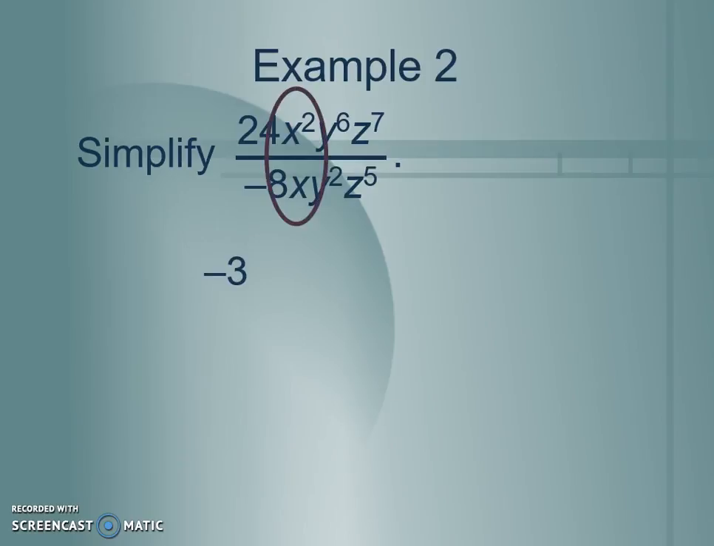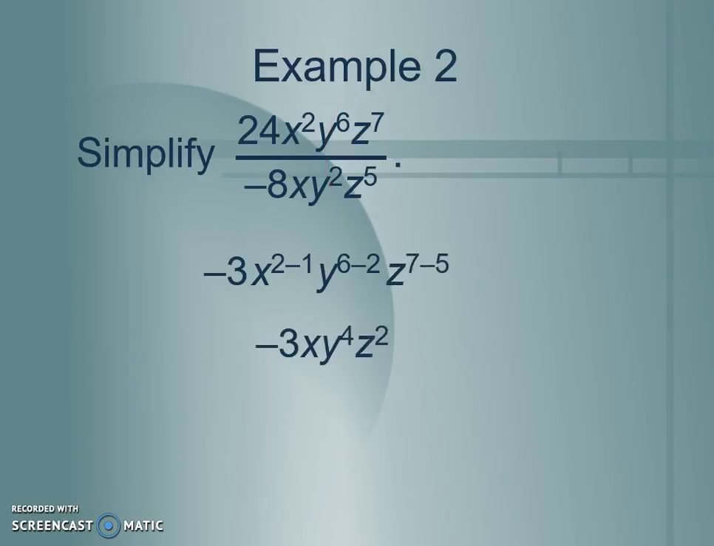Next up, we have our x squared divided by x. Well, that's like x to the second minus 1. Then we have our y's, y to the 6th divided by y to the second, so we'll subtract those exponents. And z to the 7th divided by z to the 5th, we'll subtract those exponents. So we're left with negative 3 times x times y to the 4th times z to the 2nd. And that would be our final answer there.